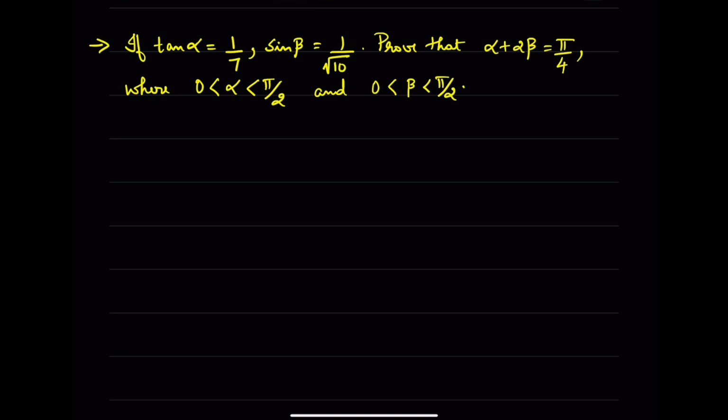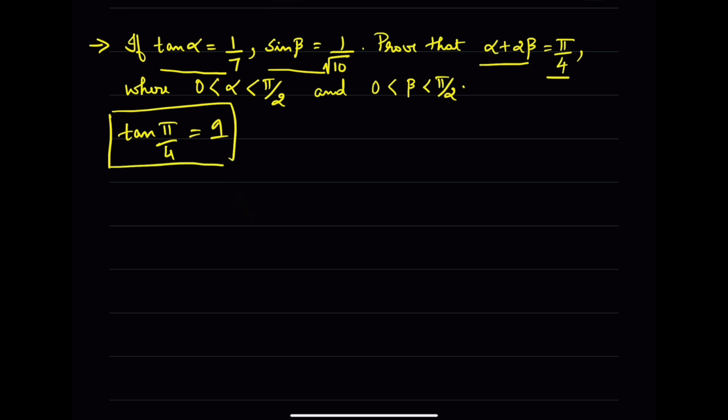Now in the next question, the information given to us is tan alpha is 1 by 7, sine beta is 1 by square root of 10. So using this information, we have to prove that alpha plus 2 beta is pi by 4. To solve this, let us apply the information we have learned, that tan of pi by 4 is equal to 1. So this is the value of tan at angle pi by 4 or 45 degrees. So that means we have to prove that alpha plus 2 beta will be equal to pi by 4.